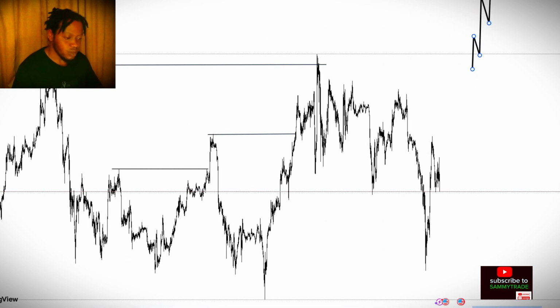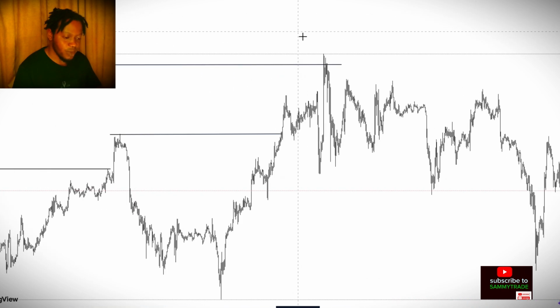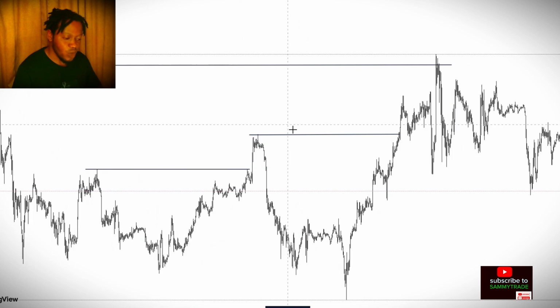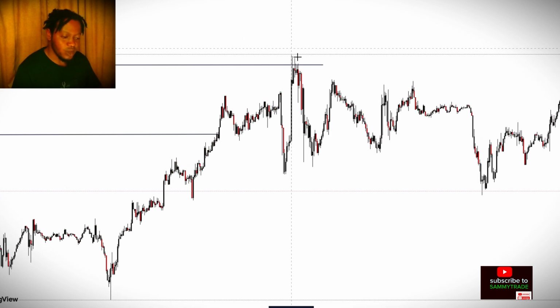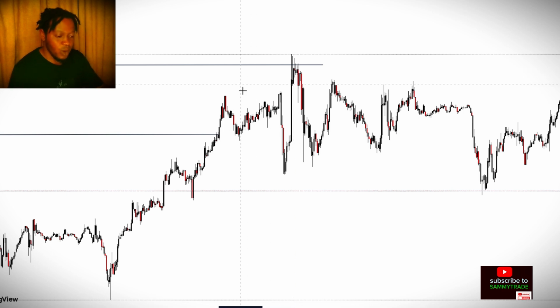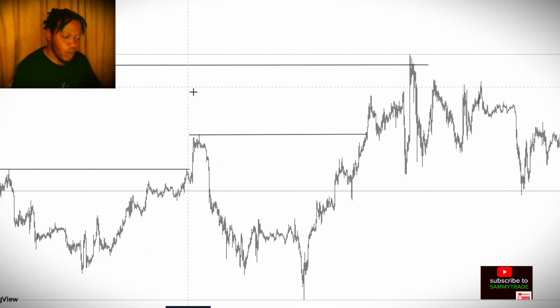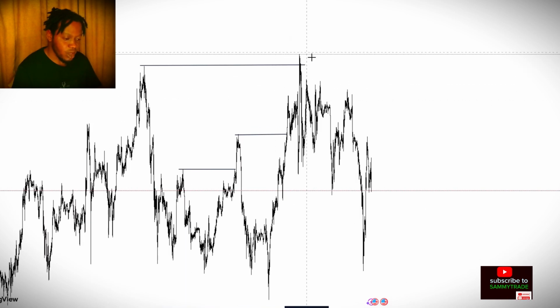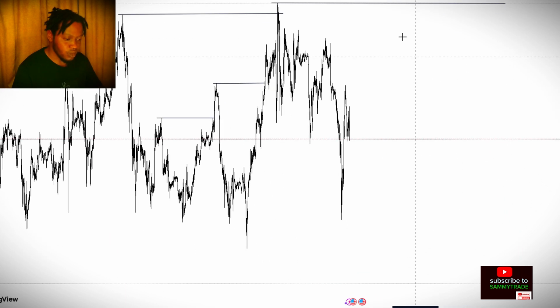This was what I was waiting for, a break of structure, but I did not get that. I'm only seeing a wick closing above our higher high here. It's only the wick piercing above. So I won't call this a break of structure, rather I will call this a swing high. We'll spot that out. A swing high, and then a swing low right here.